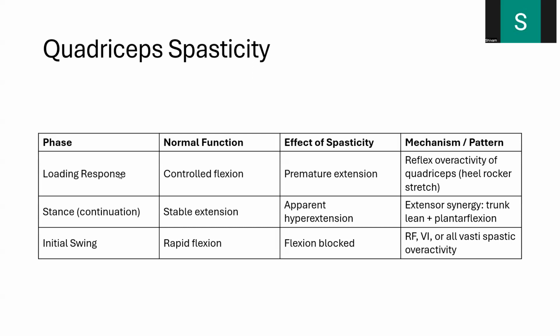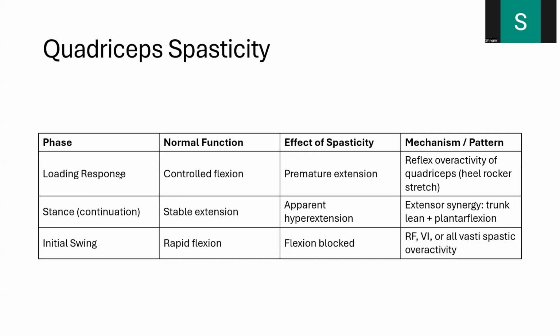So the clinical importance basically remains that quadriceps spasticity will prevent normal knee flexion in loading response, which will cause poor shock absorption. It also reduces pre-swing knee flexion, which will cause poor swing initiation, and inhibit initial swing knee flexion, which will cause toe drag.